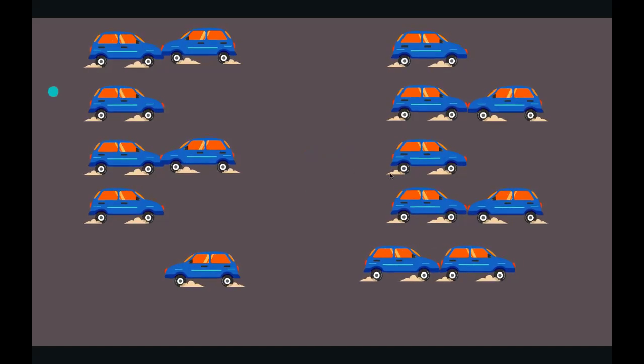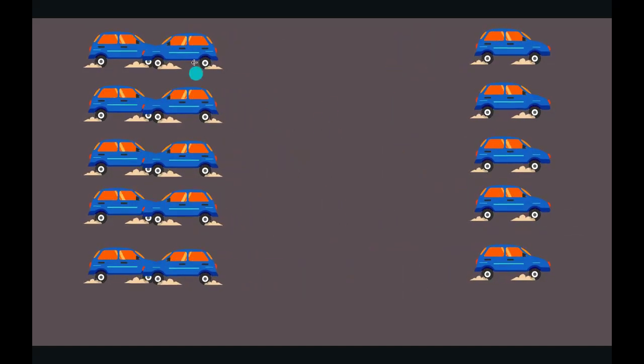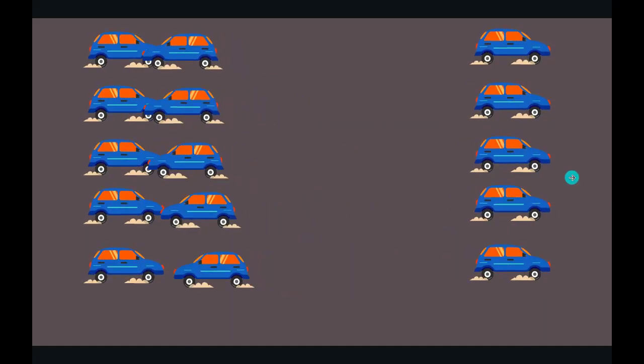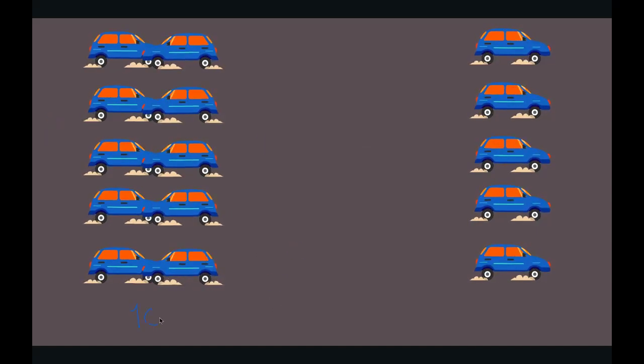But what happens if the rates are equal? If the rates are equal, this is what we will see as the equilibrium. So let's imagine this. I have 10 cars on the left and 5 cars on the right, and every time 5 cars go from the left to the right and 5 cars from the right to the left. So I started here with 10 cars and here with 5 cars. The number of cars moving from the left to the right is 5, and from the right to the left, 5 cars are moving.